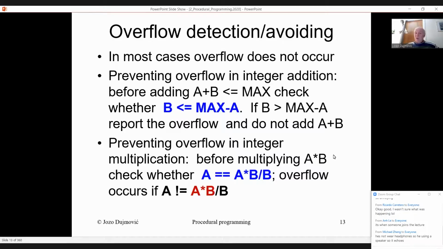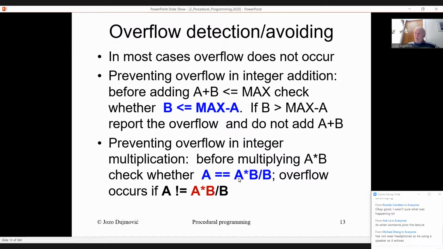A similar situation is in the case of multiplication. If we multiply a times b, this can give a result that fits inside available memory, or that creates overflow and creates a wrong result. So again, you can check beforehand whether overflow will occur or not.